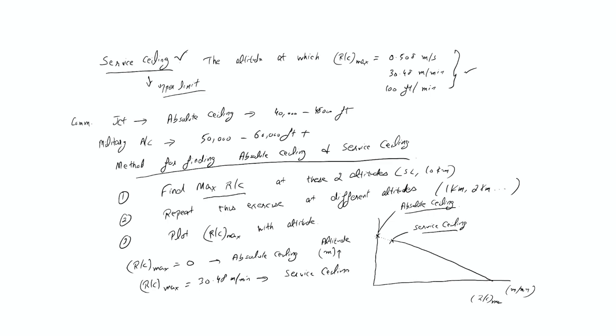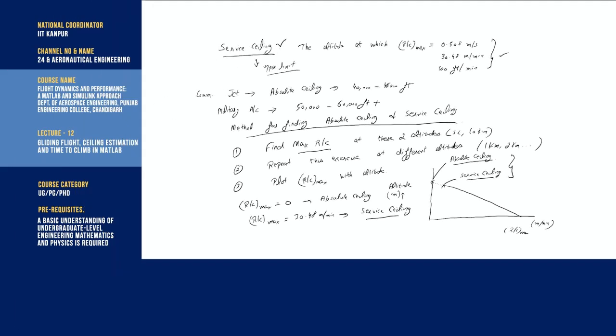So take this as an exercise. Now you have enough exercises being done in MATLAB. Now you can easily plot the maximum rate of climb against altitude and find this service ceiling and absolute ceiling. In fact, we'll also be doing this exercise. So you can also do it in your own way, finding the absolute ceiling and service ceiling for our existing jet aircraft, so that we'll get to know what its ceilings are.